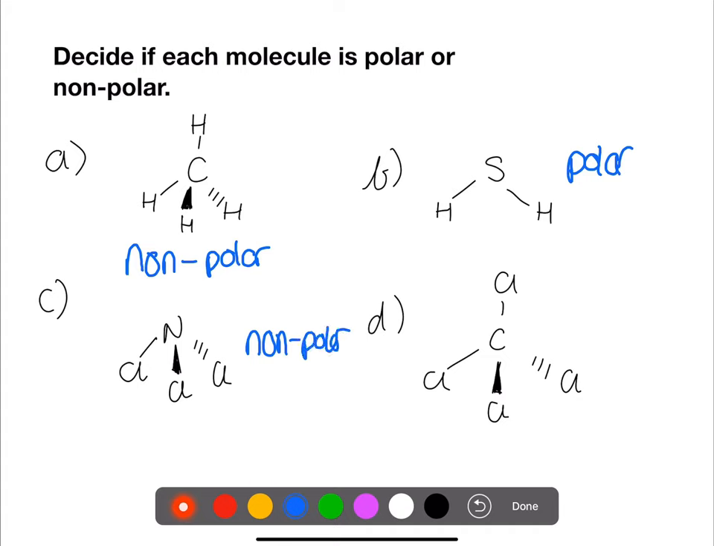And then finally, we have carbon and chlorine. We have a difference in electronegativity between carbon and chlorine. However, we have 4 chlorines arranged symmetrically around the carbon, making this overall a non-polar molecule.